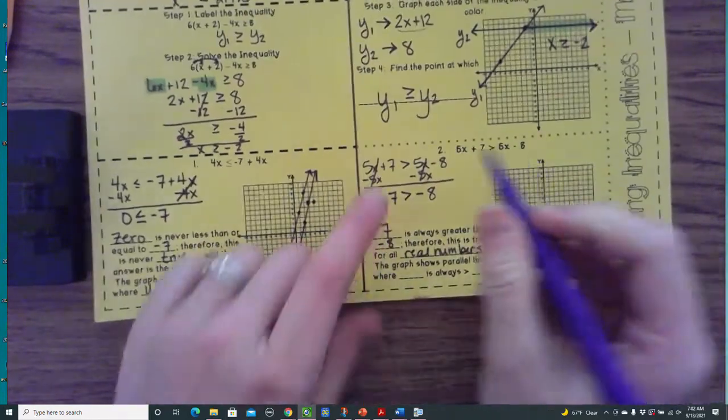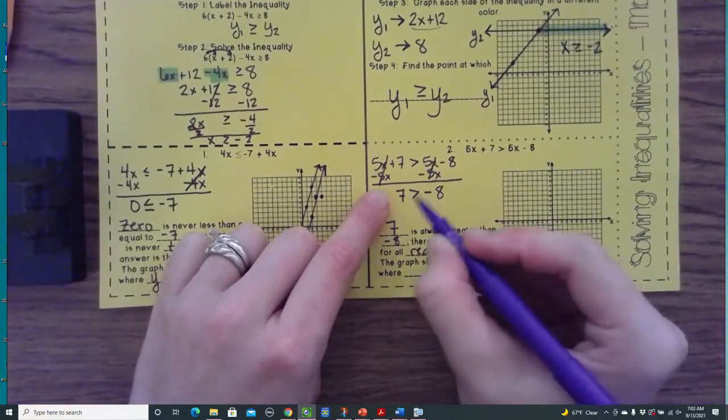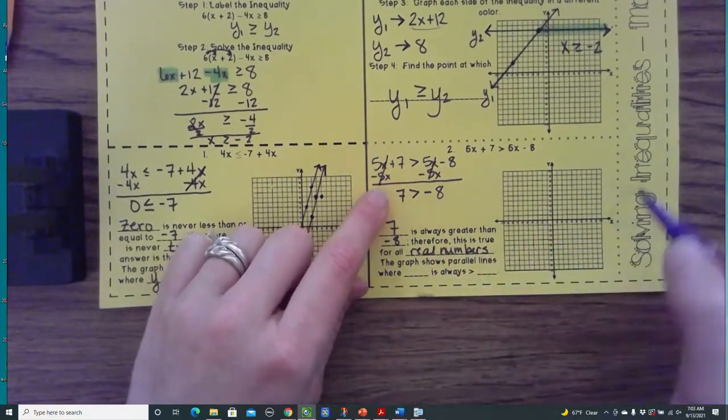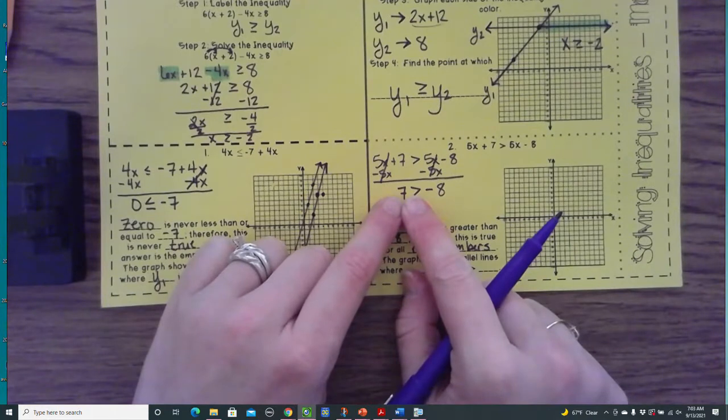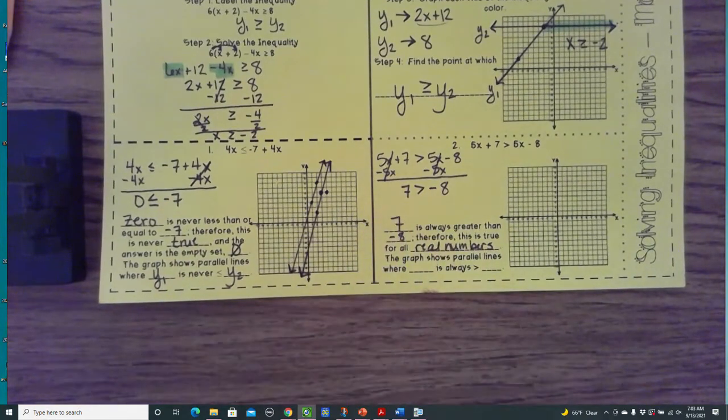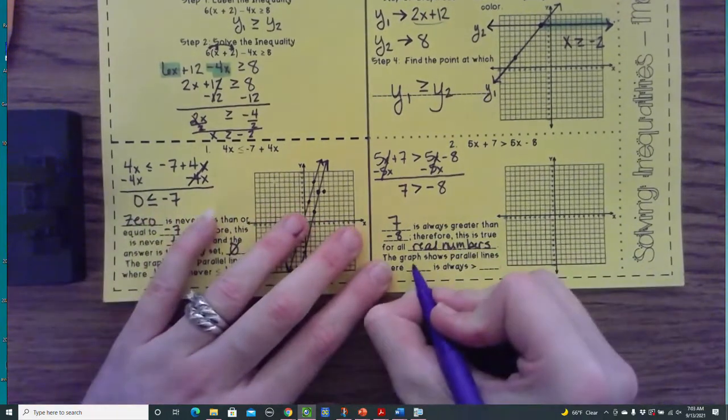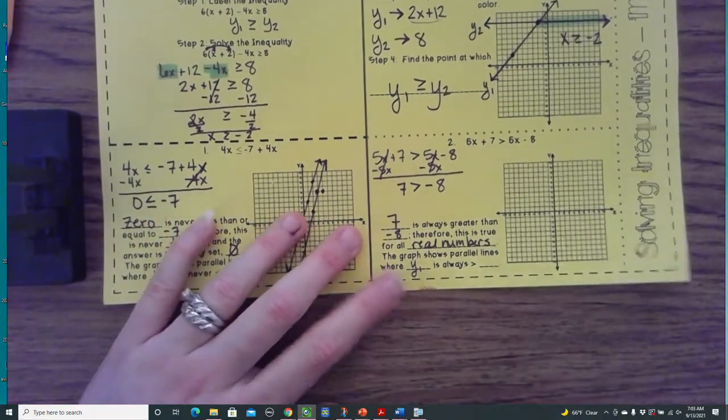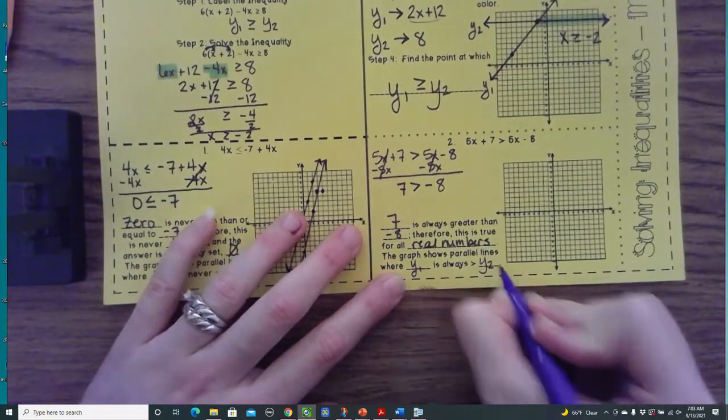So remember, if our final solution here isn't x is greater than a number or x is less than a number, if it's just two numbers and the statement is true, that's the infinite solution. So the graph shows parallel lines where y1 is always greater than y2.